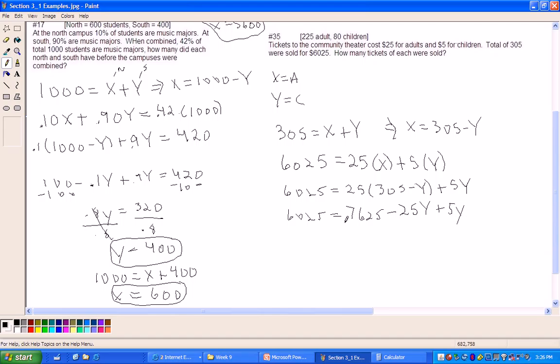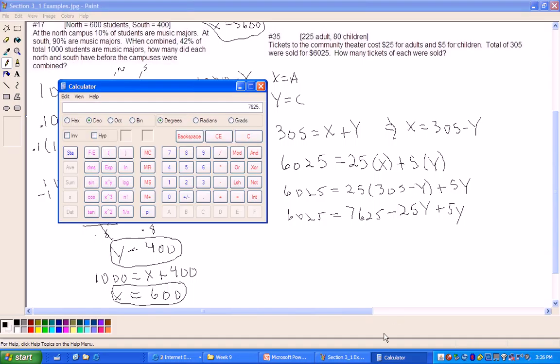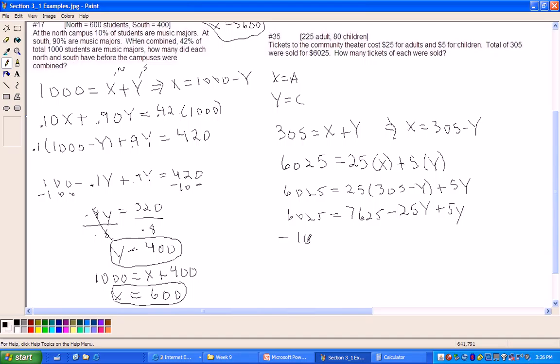And 6,025 minus 7,625 is going to equal negative 1,600, which is equal to negative 20Y. Divide both sides by negative 20. And Y turns out to equal 80 children tickets.